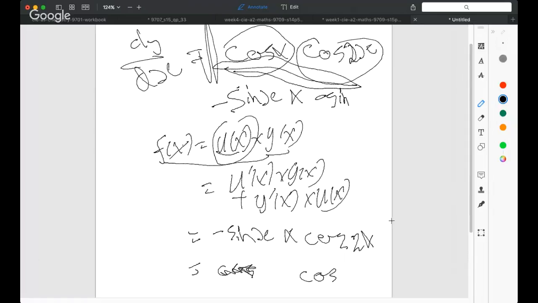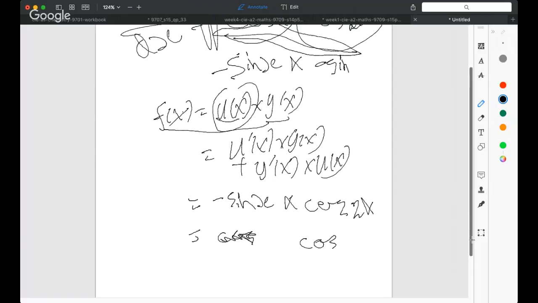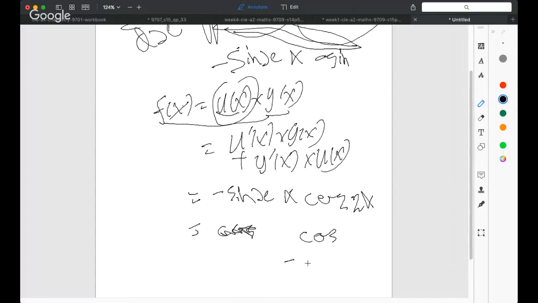Cos becomes cos 2x. The differential. What's the differentiation? Negative sine 2x. Yeah. Times cos x, right?